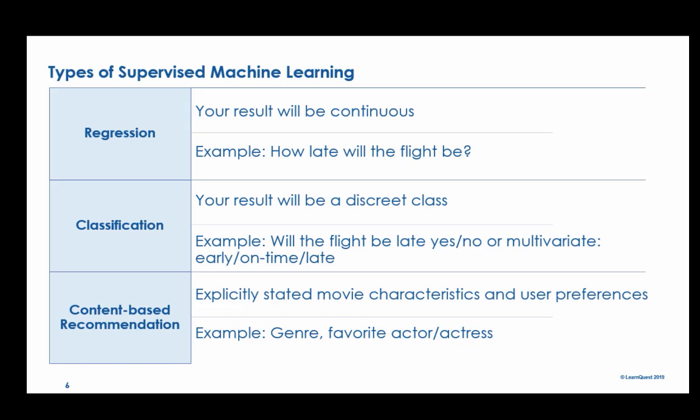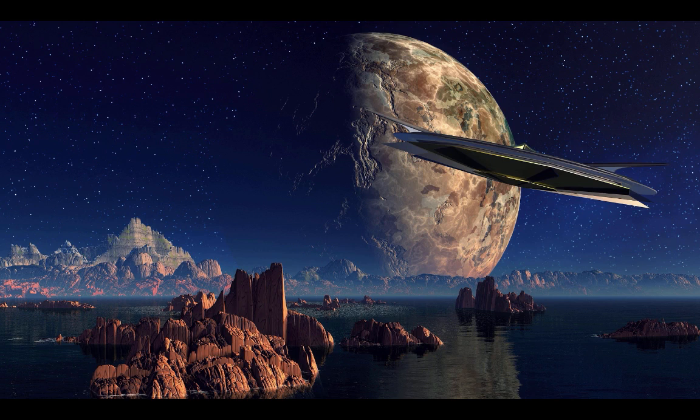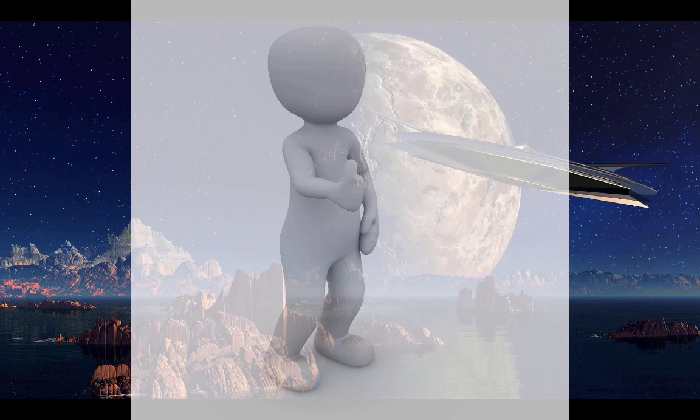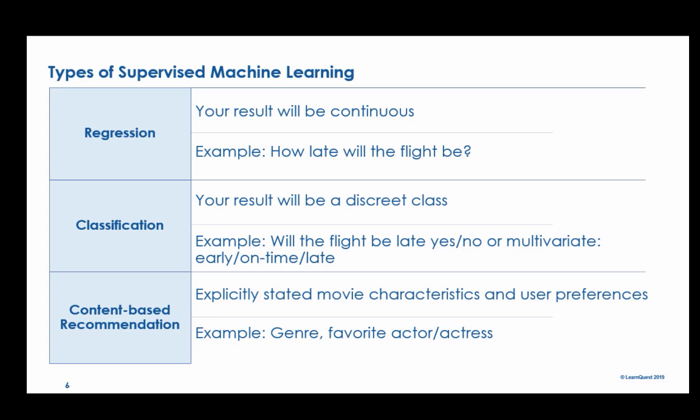Another good example of supervised machine learning is content-based recommendation, where we explicitly state movie characteristics and we explicitly know the user preferences. For example, I have rated science fiction movies that I've seen previously highly, so therefore, if a movie has a stated characteristic of being a science fiction movie, I'm probably going to like that movie. Another example would be a favorite actor or actress or a favorite director, for example.